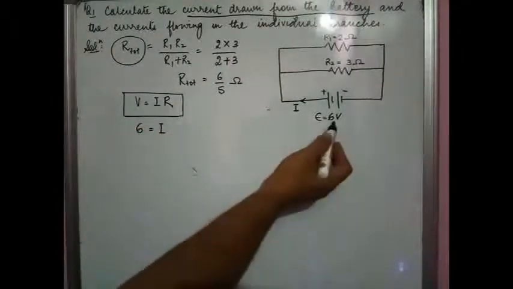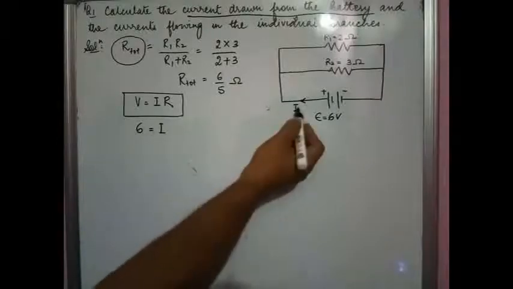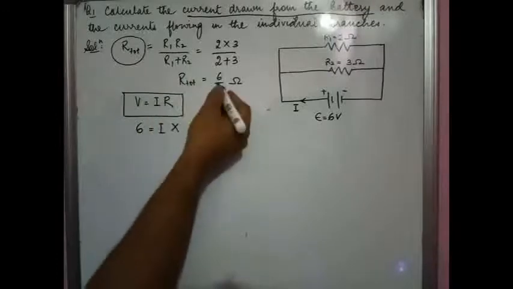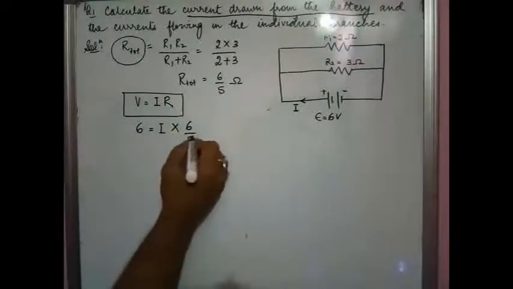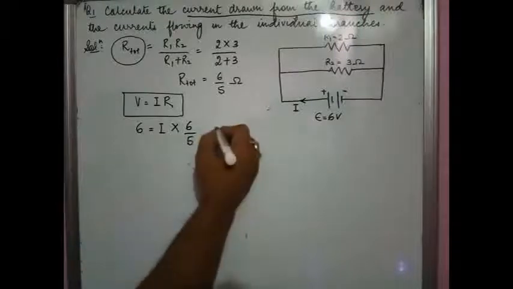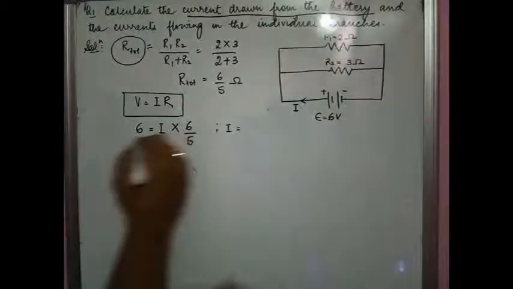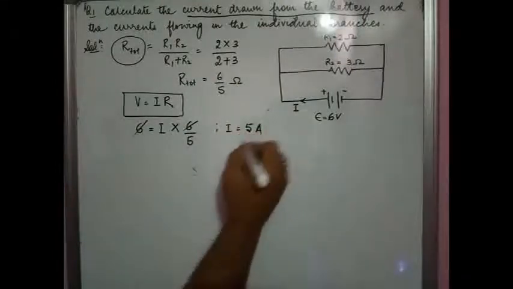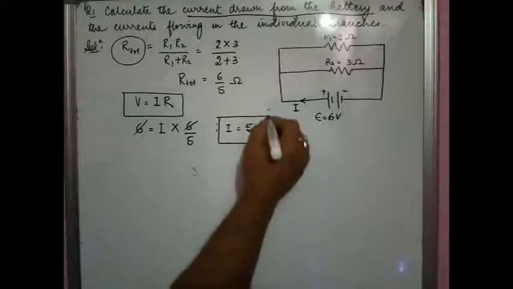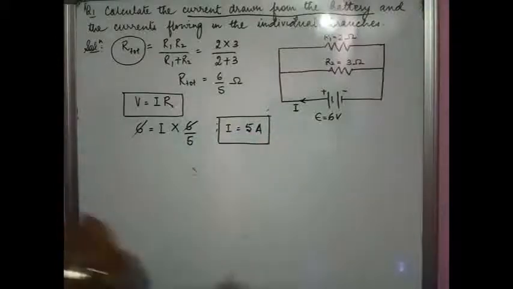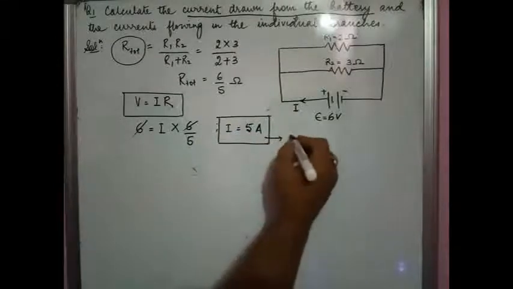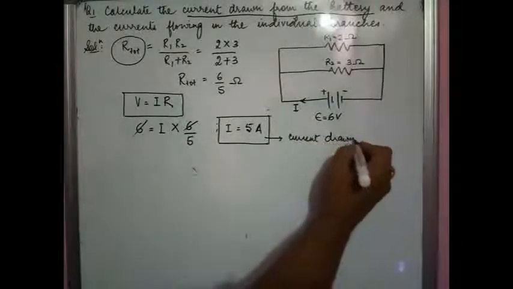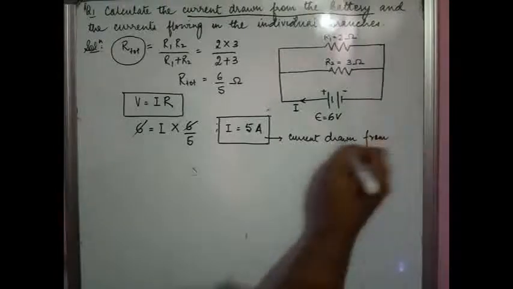The voltage will be the battery voltage, 6 volts. I is the total I which is drawn, multiplied by the R total. R total is 6 upon 5 ohms. So in order to calculate I, very simple, this 6 and 6 get cancelled, 5 goes that side. So you have 5 amperes as the main current or the total current drawn from the battery. So you can write over here, current drawn from the battery.